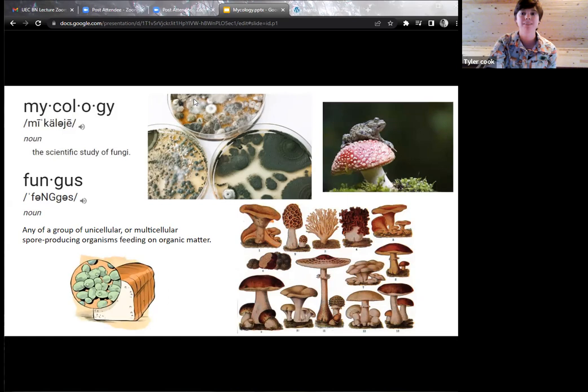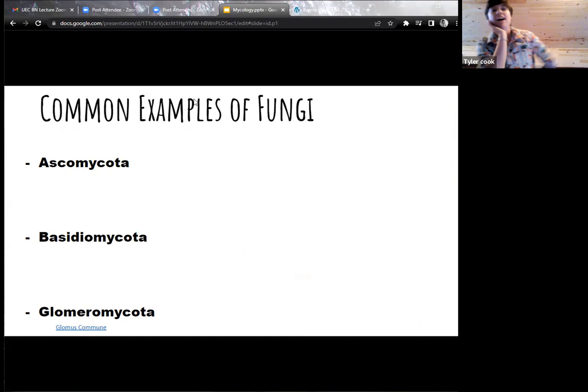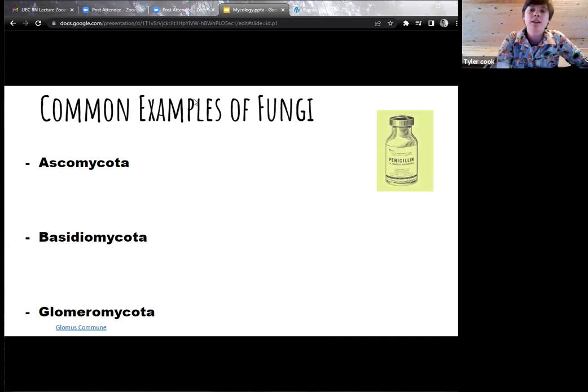Okay. So there are many phyla of fungi, but today I'm going to talk about just three common examples. The first one is Ascomycota, which includes Penicillium, which is the group of fungi that is used in penicillin. It's also found in various cheeses like blue cheese, Camembert, and Brie, which I think are delicious, but to each their own. But it was only about 100 years ago that Alexander Fleming accidentally discovered penicillin.